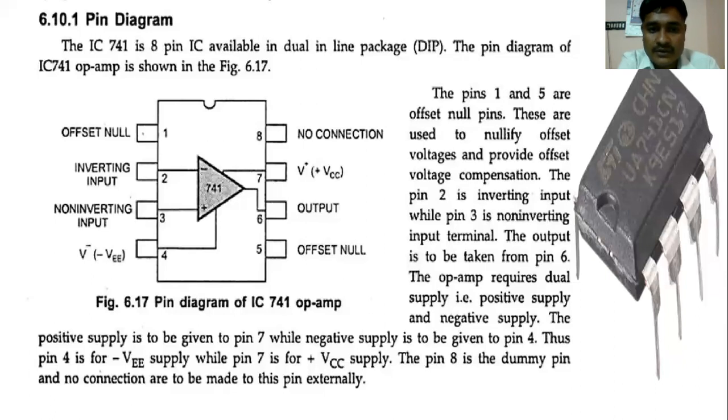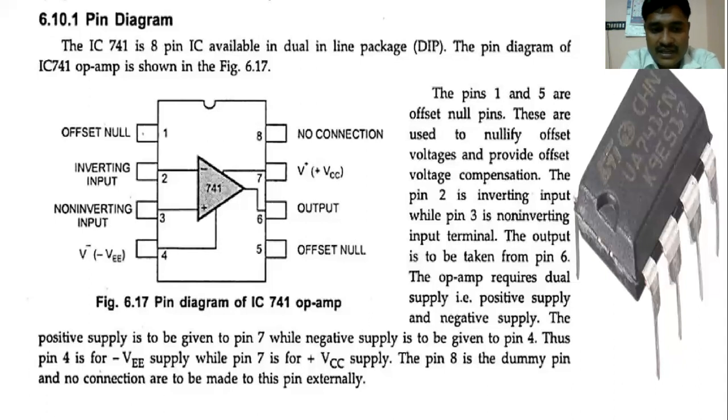Whenever you measure the output of the IC741, you will always measure it between pin number 6 and the ground terminal. After that, the op amp requires a dual power supply, that is, a positive power supply and a negative power supply. That means it can be operated from plus minus 9 volt, plus minus 12 volt, plus minus 24 volt, up to plus minus 30 volts maximum.